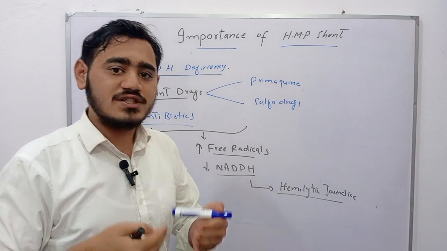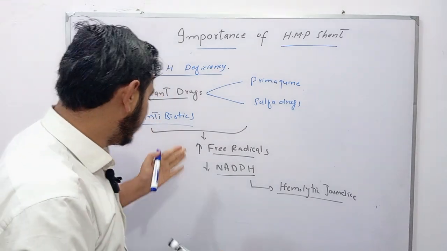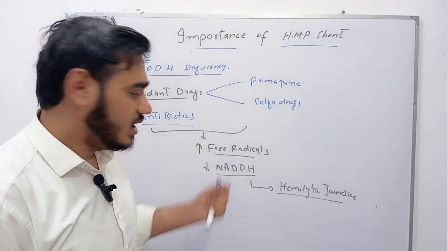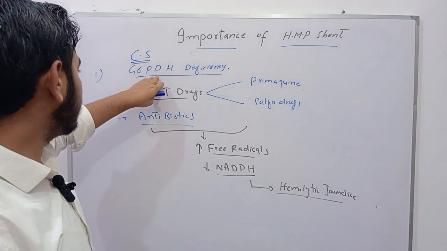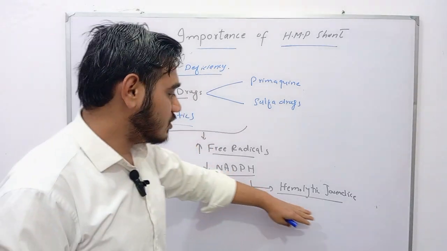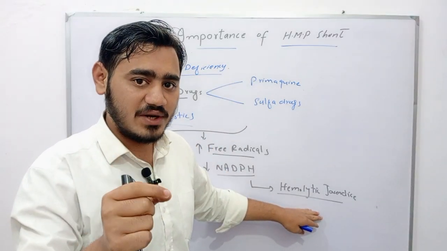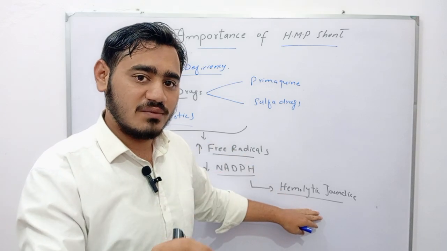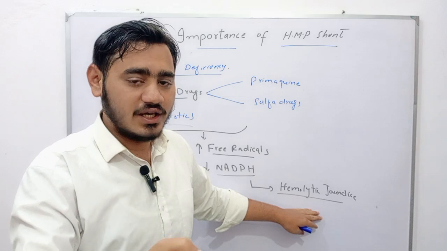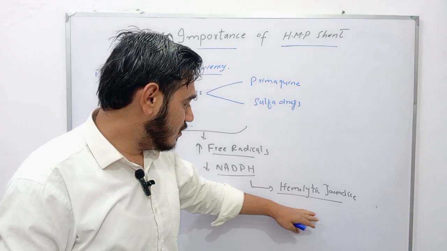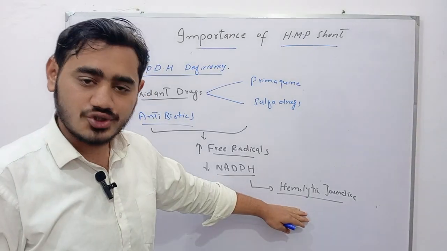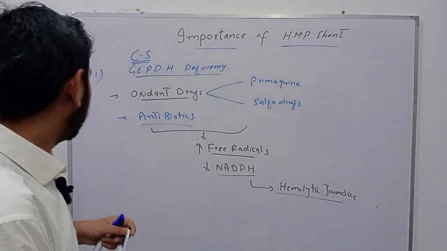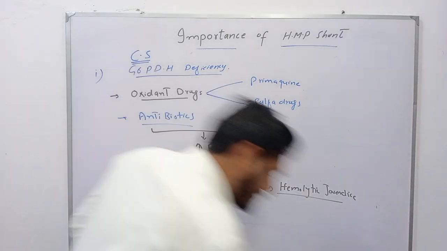they lead to increased production of free radicals and decreased production of NADPH, and they lead to the deficiency of this enzyme. They are responsible for damaging the RBC membrane and for the release of hemoglobin, and the degradation of heme leads to the production of bilirubin in blood, and they are responsible for hemolytic jaundice.